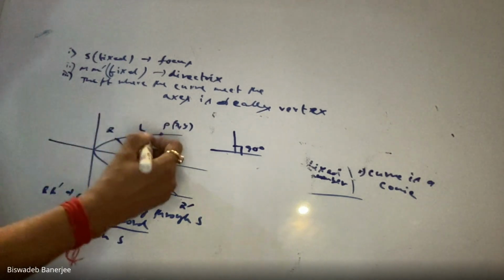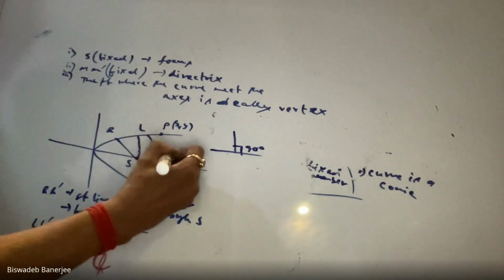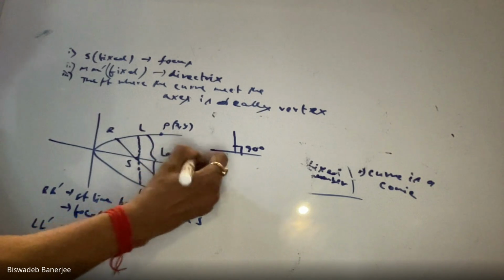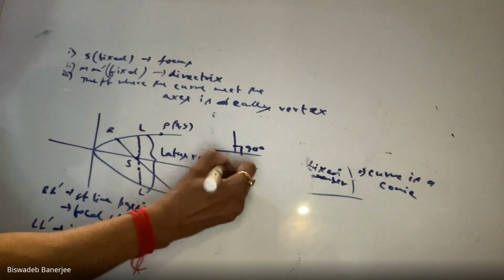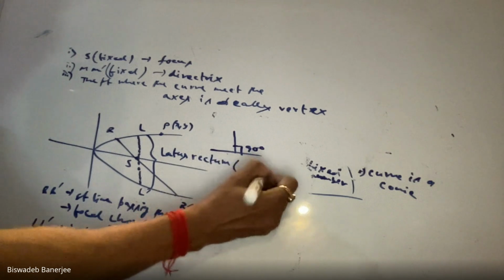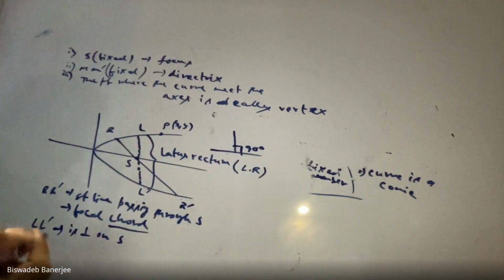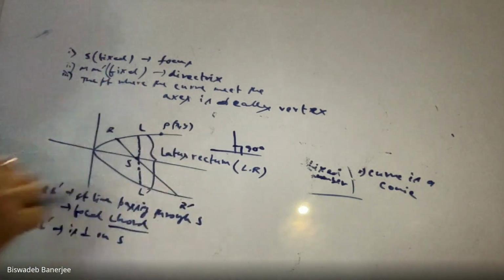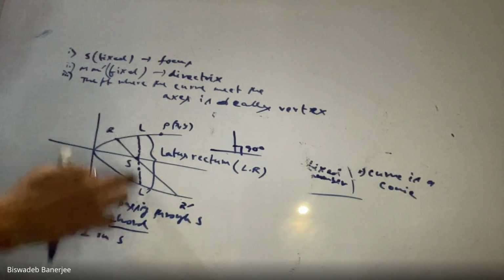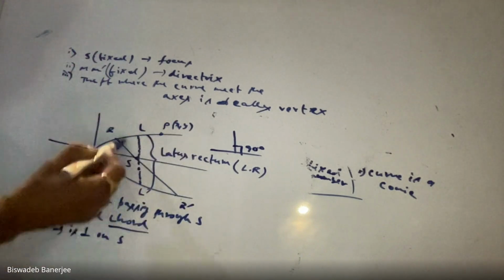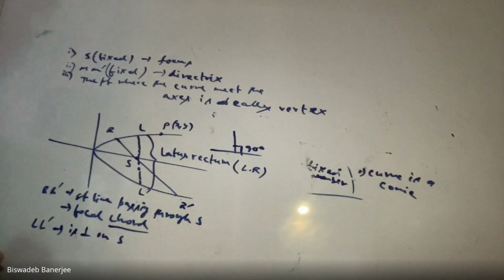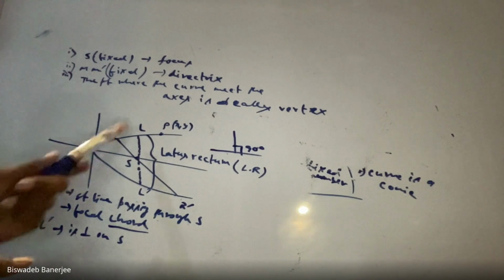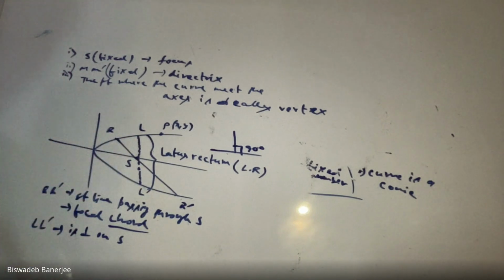This LL dash is said to be the latus rectum, in short LR. So what is the latus rectum? The latus rectum is simply a chord or a straight line, but it is perpendicular at the focus. If a focal chord is perpendicular at the focus, it is also the latus rectum.